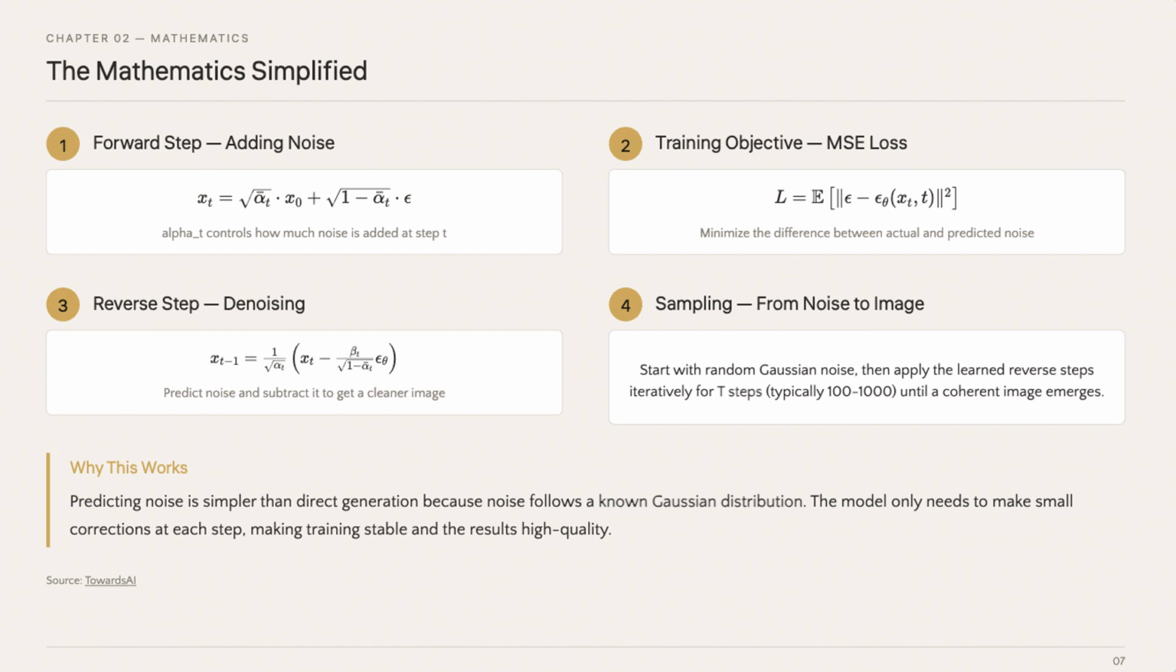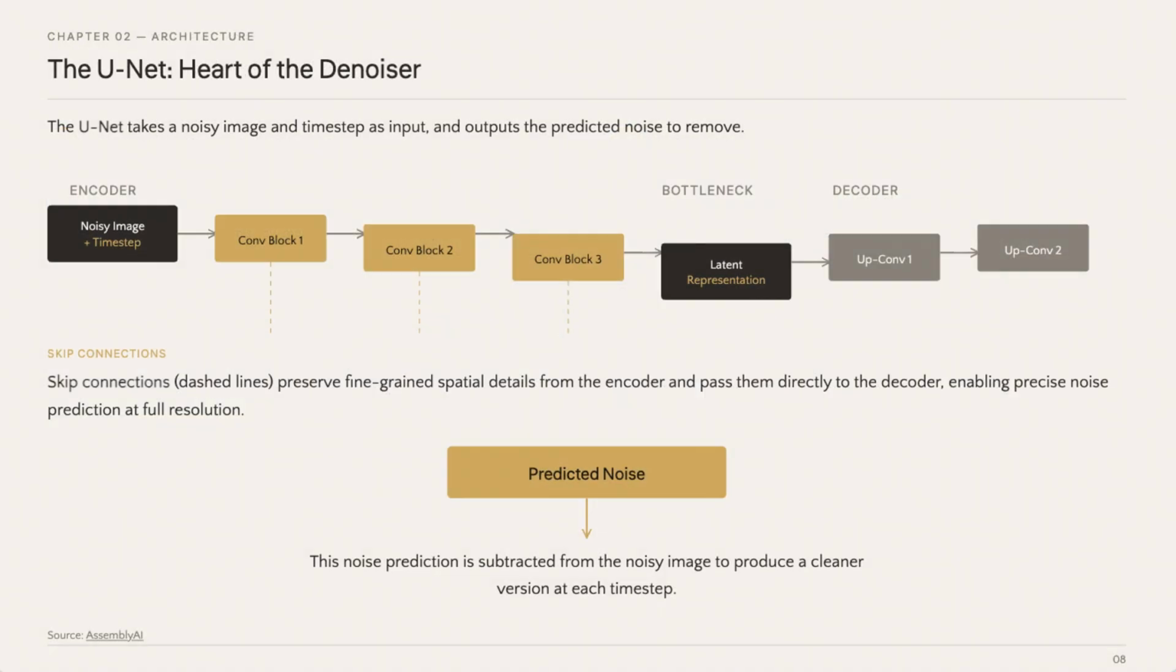Why do we do this? Because predicting noise is a structured, mathematically stable problem. The AI doesn't have to guess a whole image at once. Instead, it just makes tiny stable corrections until a coherent image appears. What kind of neural network is actually doing this? It's called the UNet. It takes a noisy image and current timestamp as inputs.